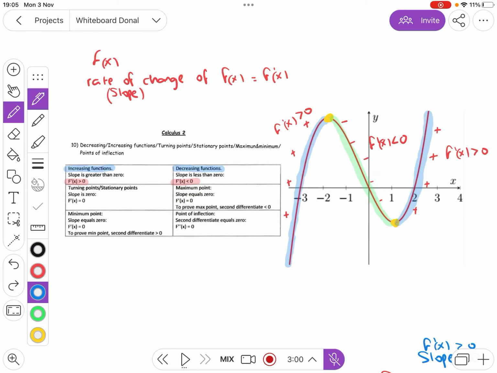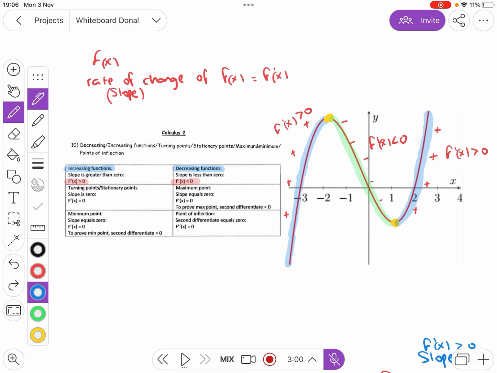In this video then we're going to take a look at how to test if something is a maximum point or if it's a minimum point. So we looked at this in the last video here. We had our blue parts to that graph were positive slopes. The green part then in the middle was a negative slope.